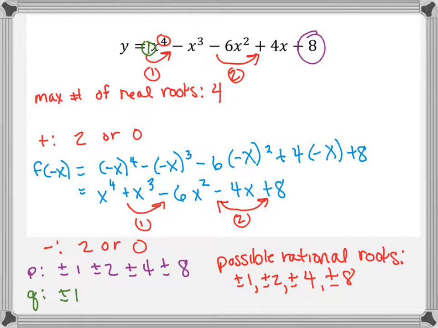We know that since we are going to have a maximum number of real roots of 4, we're going to have either 2 or 0 positive and 2 or 0 negative. Remember, it doesn't have to be 2 and 2 because we're just looking at real roots right now. We could have some complex roots.